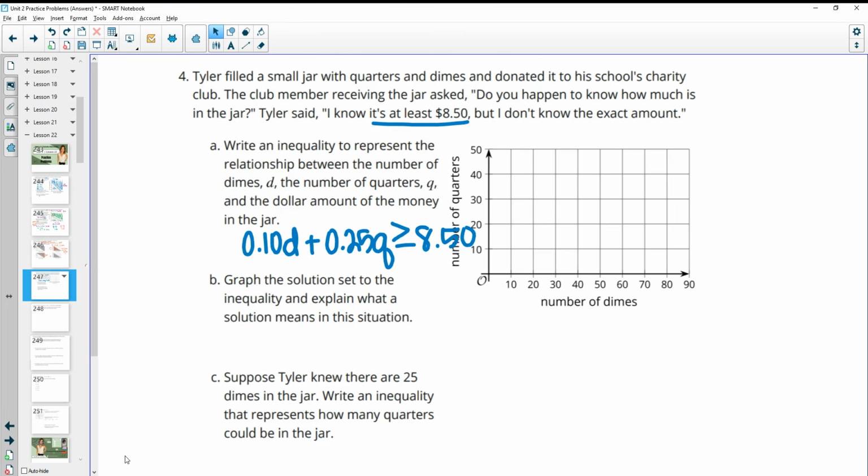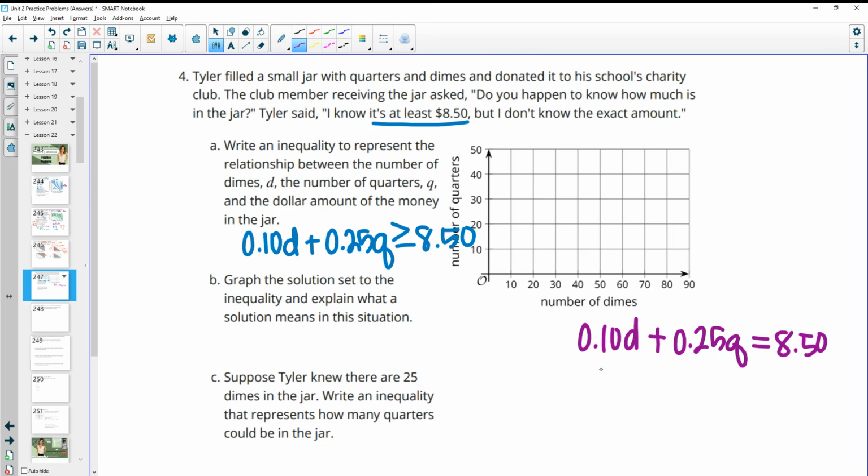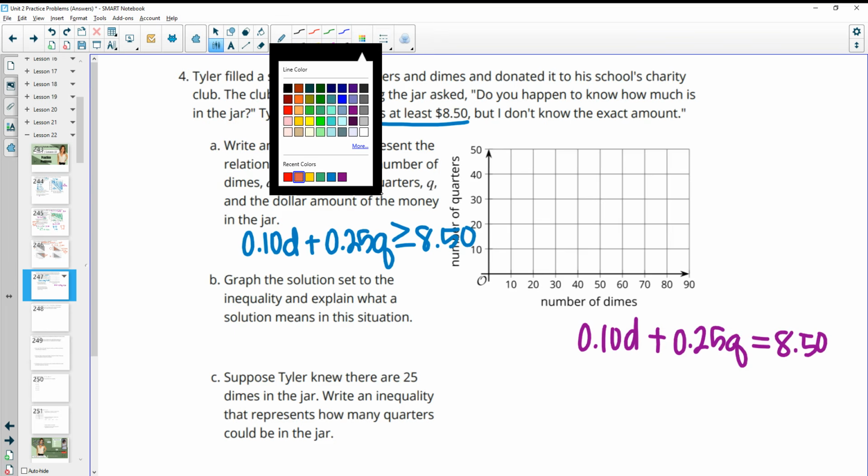So we know it could equal exactly the $8.50, or it could be more than that. Now they want us to graph this and explain what the solution means. So again, I'm going to look at doing the intercepts here. So if I just look at this as an equation, so if I just put an equal sign here and I look at just dimes.